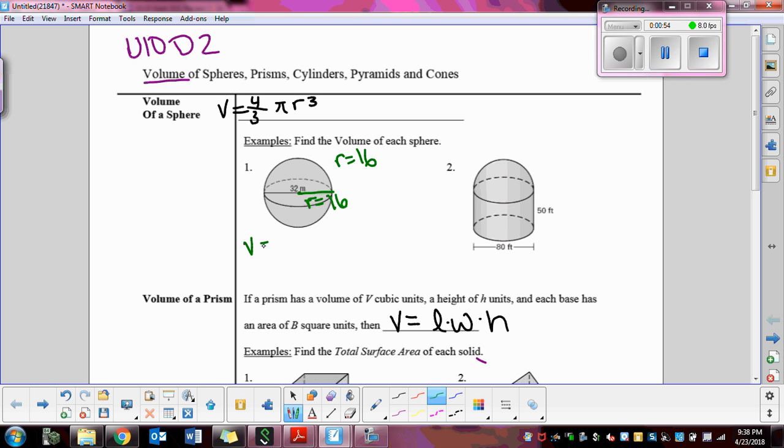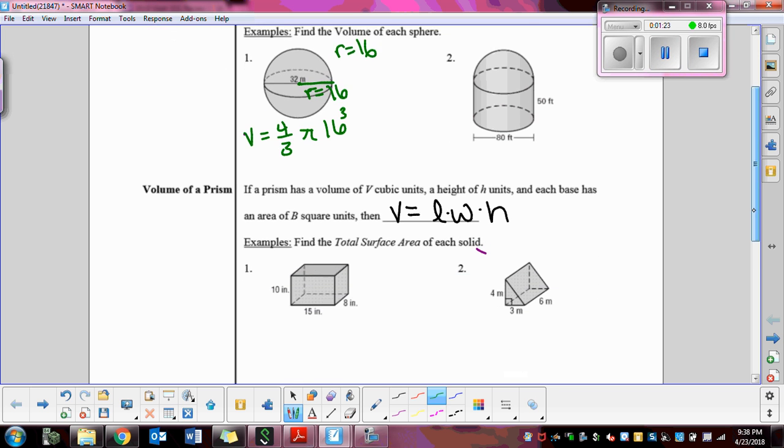My volume equals 4/3 pi 16 cubed for the volume. Okay, so I want you guys to try this. I'm going to show you first how to find the volume of a cylinder, and then this is the volume of the sphere. This is not a whole sphere, this is half of a sphere. So whatever we find, we're going to take half of. We'll come back to that one.